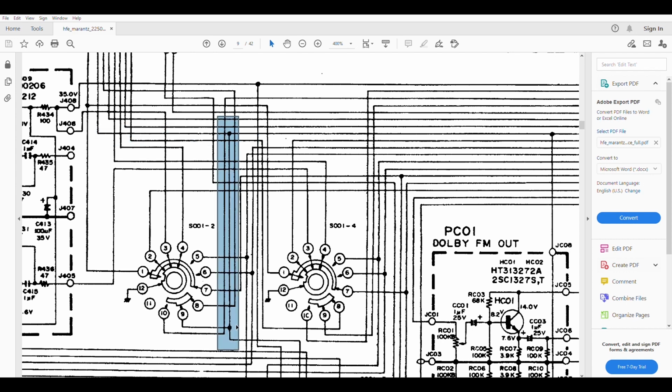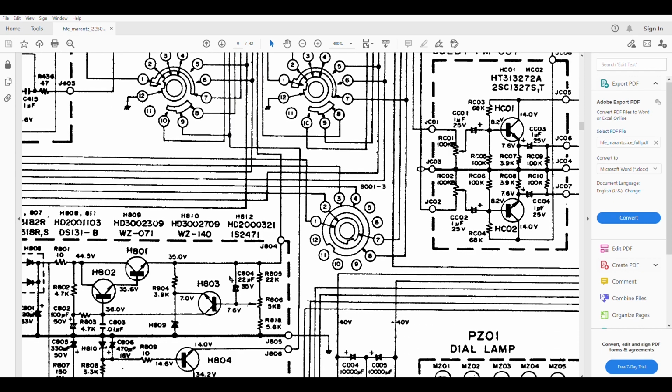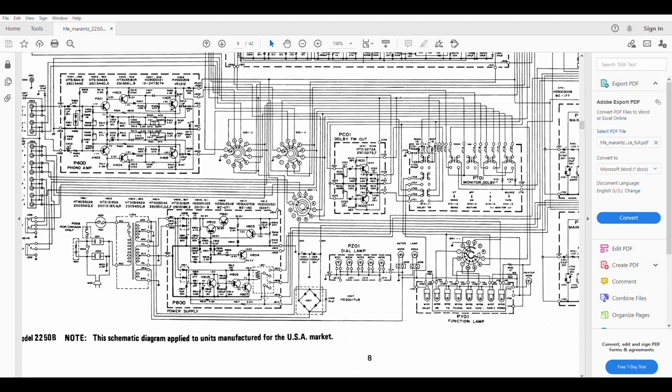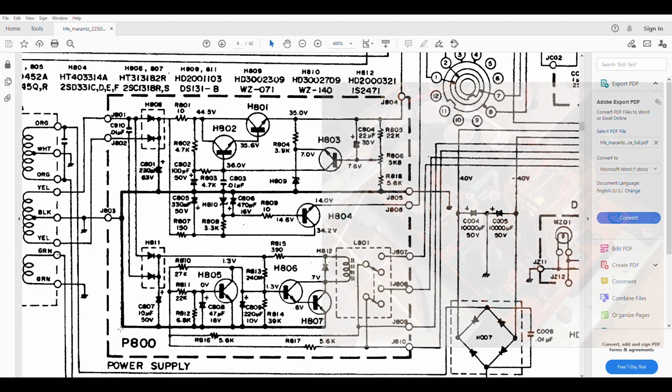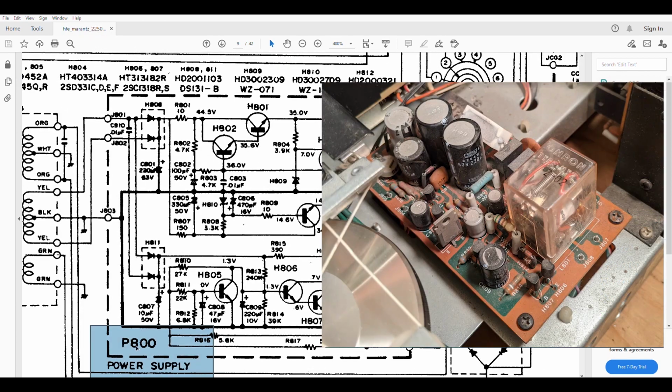And we go down. We see that this goes into a switch at a certain point. We're not going to worry too much about that, because what I see down here is this wire goes all the way down here to pin J806. Now let's take a look here. What board is this? This is the P800 power supply board. So it makes sense that we would find an issue here potentially.